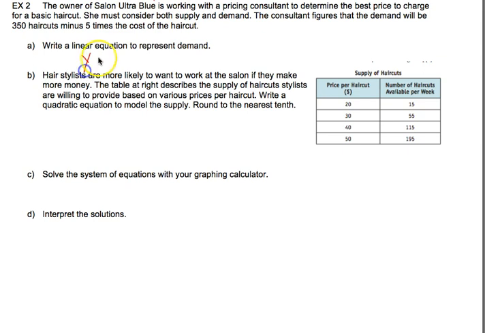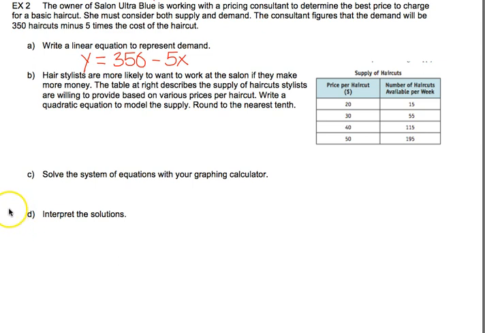So, demand equals 350 haircuts minus 5 times the cost of the haircut, which is our x. Notice that in the next part, cost of the haircut is still my x variable. So this is my demand equation. It's a line.